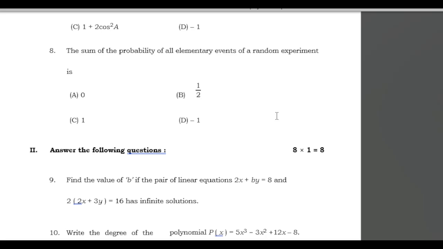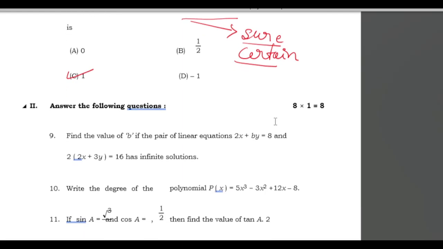So next, the sum of the probability of all elementary events, that is 1. Elementary events always sum to 1. They are also called sure events or certain events. Sure events or certain events are always equal to 1.